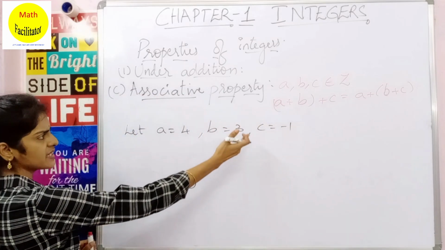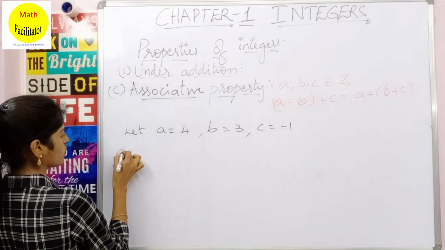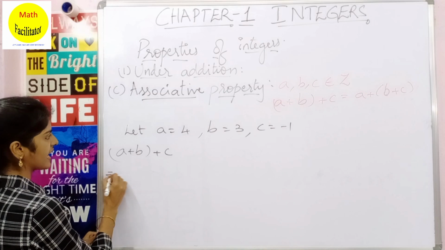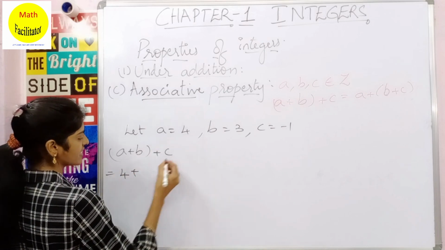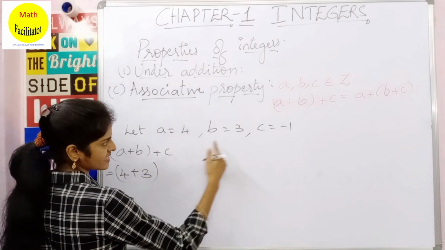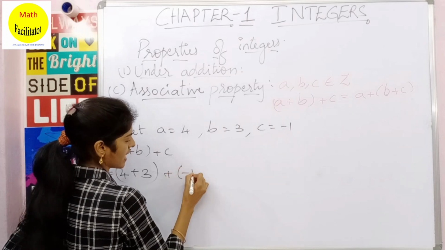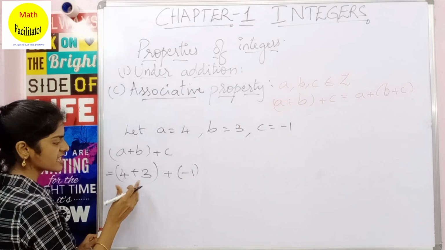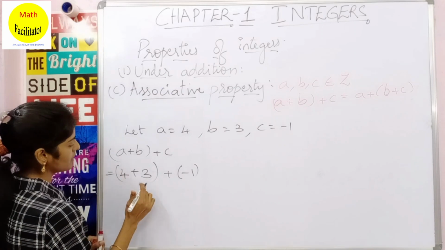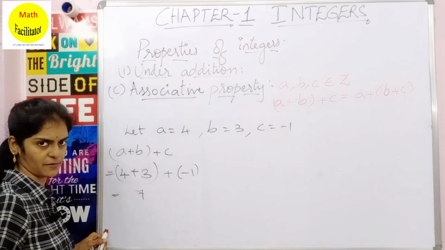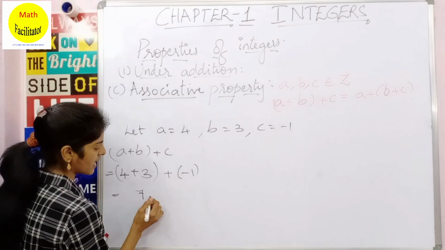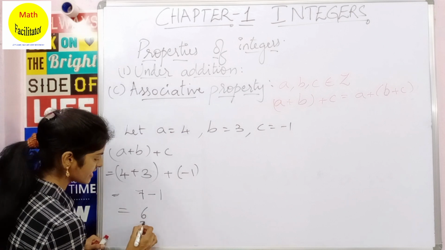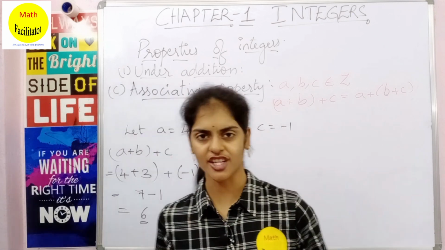Now let me take the LHS. LHS is A plus B plus C. Here A is 4 plus B is 3 plus C, and C is -1, so plus -1. Clear? Now firstly we have to solve the brackets. So 4 plus 3 is what? 7. Simple addition. And now plus into minus is minus, and you have a 1. Now 7 minus 1 is 6. Simple.